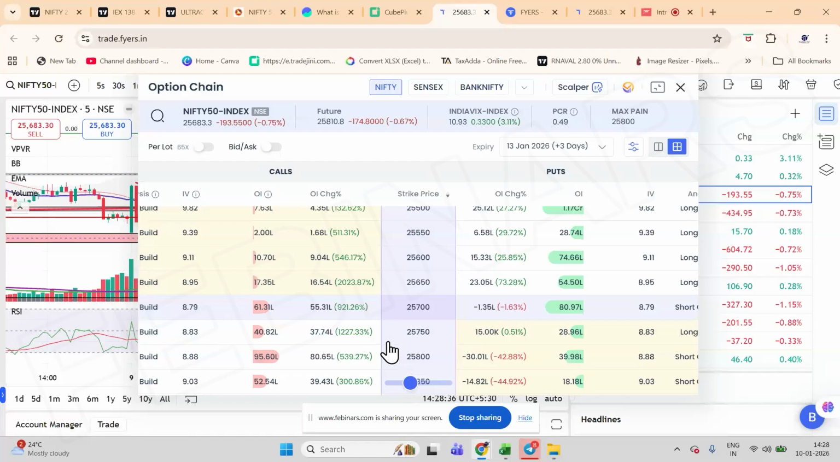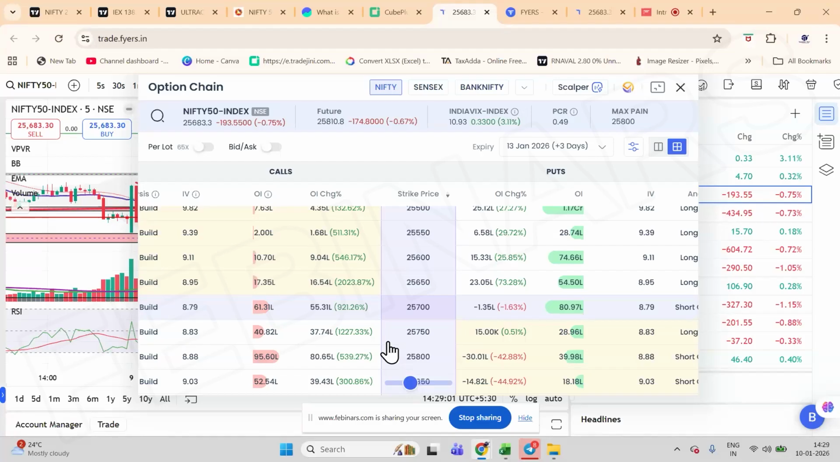This is one objective. Let us just say there is a short build up in the 25,500 put and in the 25,800 call there is a short build up. Then what is the range for the markets? 25,500 to 25,800. That could be the range. But here what has happened? 25,700, 800, 900, and 26,000, all there is call writing.